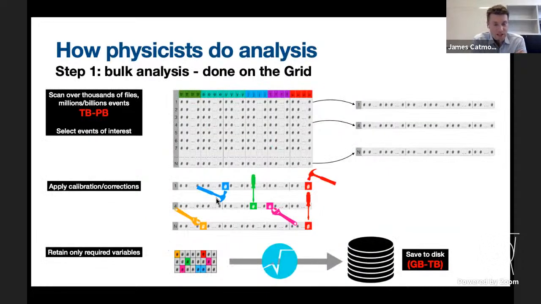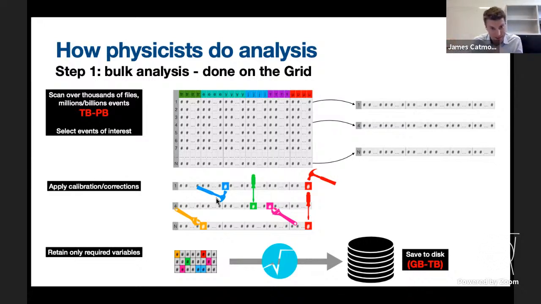So how is this actually done? What is an individual physicist doing when they look at the data that has been recorded and stored? It's done in two steps. The first step, we call this bulk analysis, and this is always done on the grid. What happens is that an individual physicist sitting in a university writes a computer program that will scan over thousands of files, over millions or billions of events, and that's terabytes or even petabytes of data. And the first thing that they do is they select the interesting events.